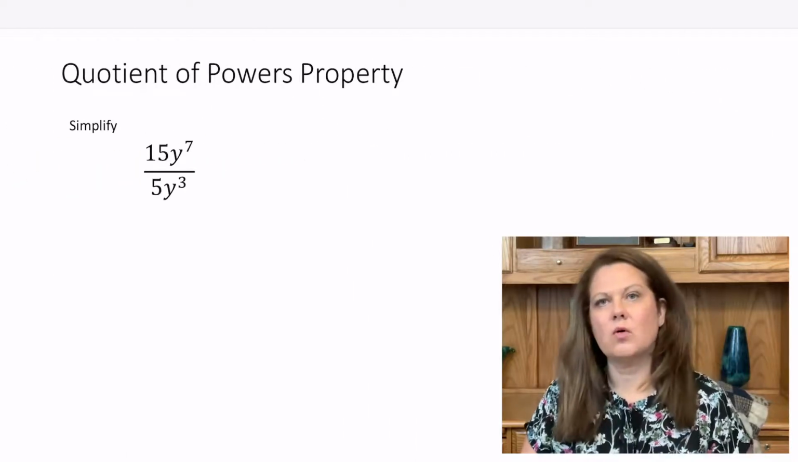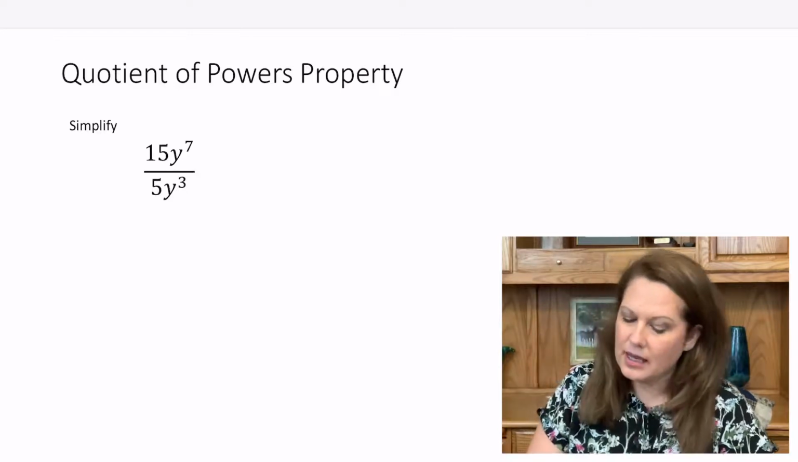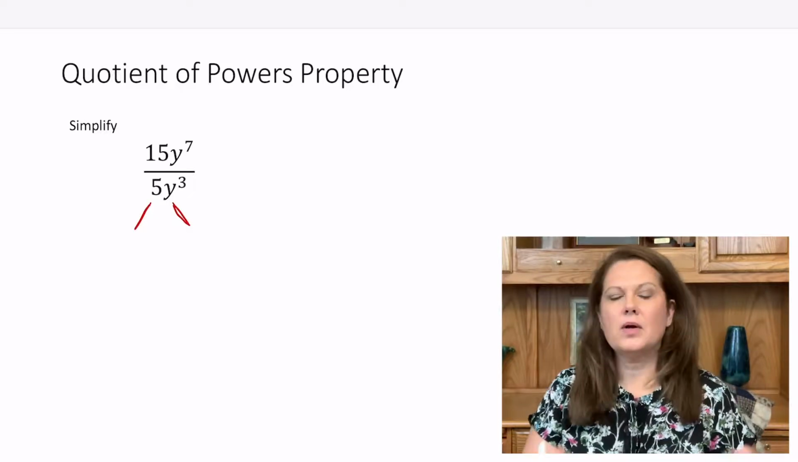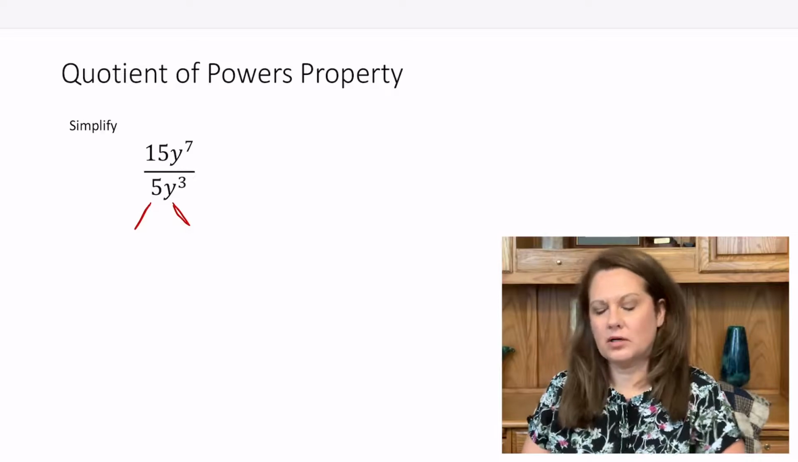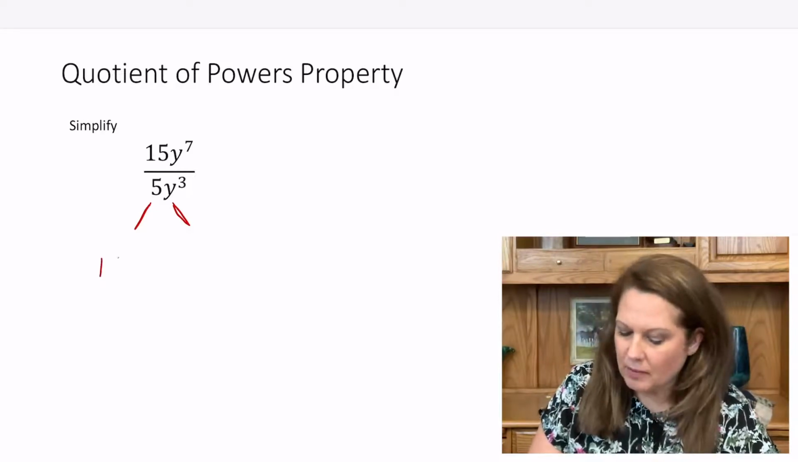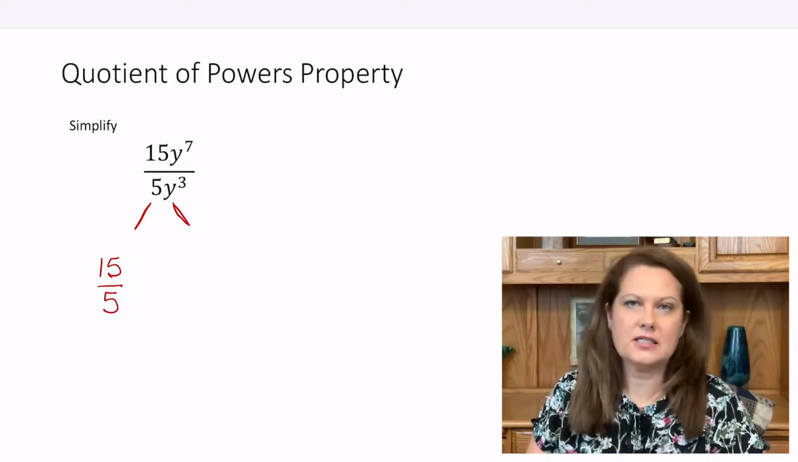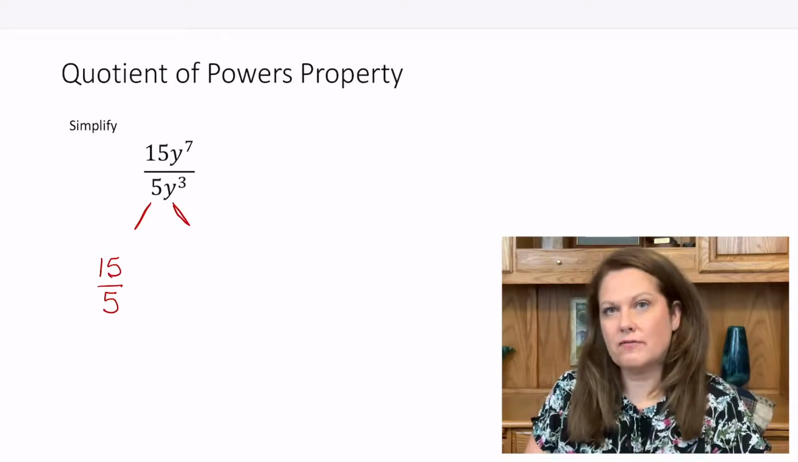This time we're going to use coefficients with our exponents. And basically when we do this, we have 2 separate problems. We have to break our coefficients out, and then we have to work with our powers. So our first problem is 15 over 5, or 15/5. You can say 15 divided by 5 if you want. You need to simplify those coefficients.